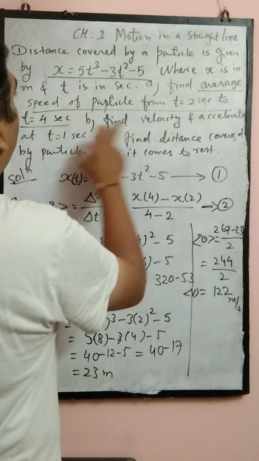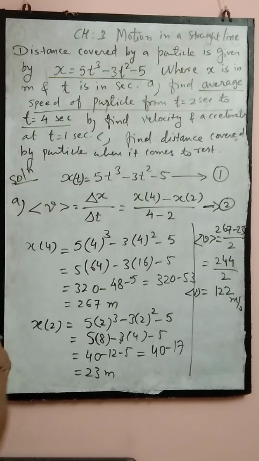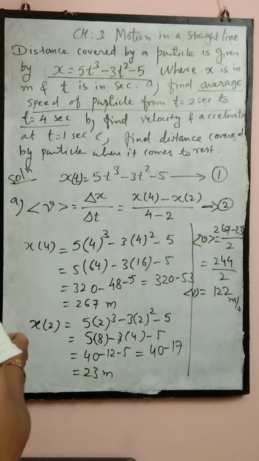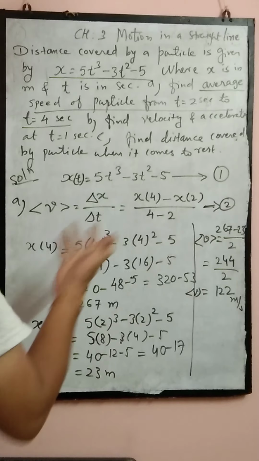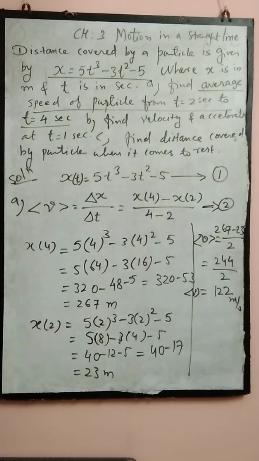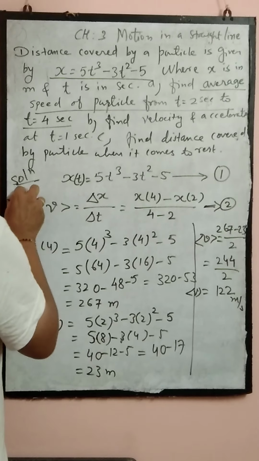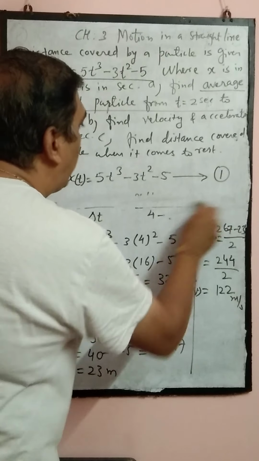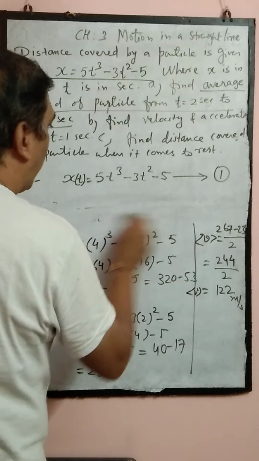We have to find out the velocity and acceleration at t equal to 1 second. So velocity, how do we get from distance? Obviously, velocity is nothing but the differentiation of distance. So here, if we want to solve the second question, we have to differentiate equation number 1, right?